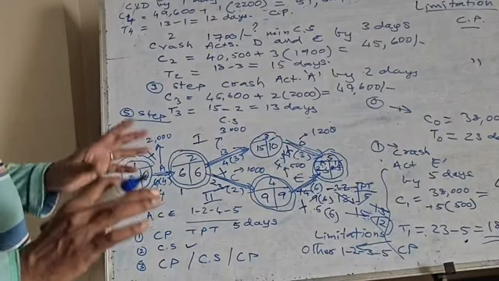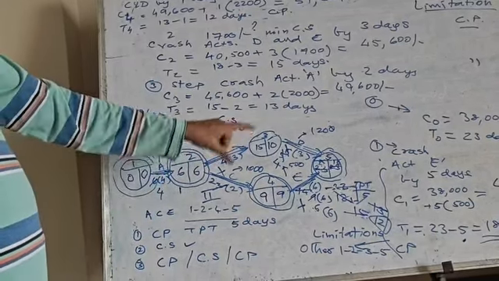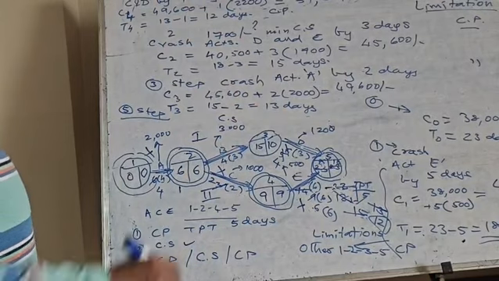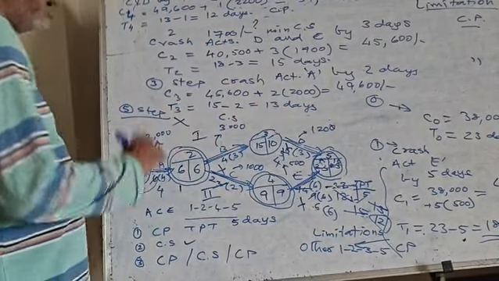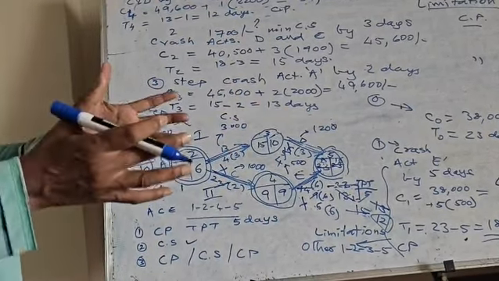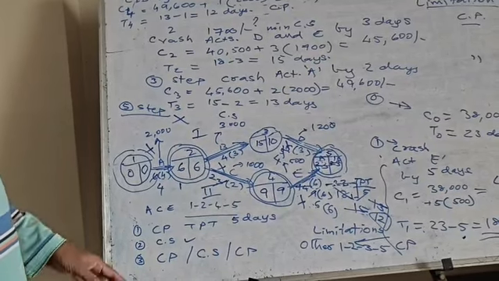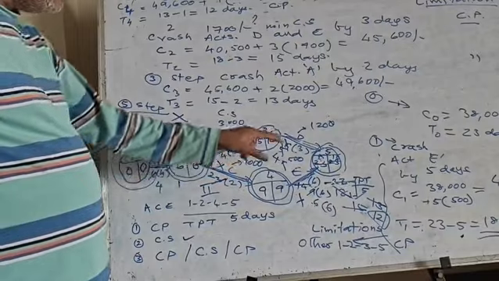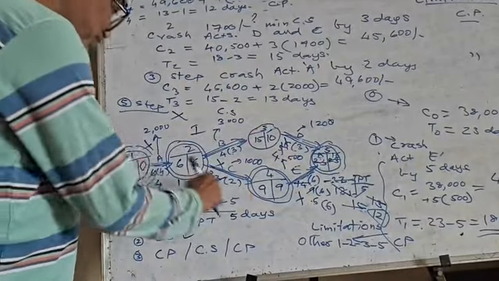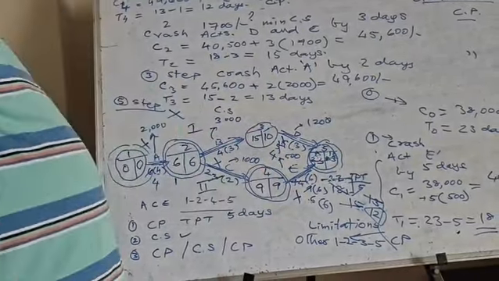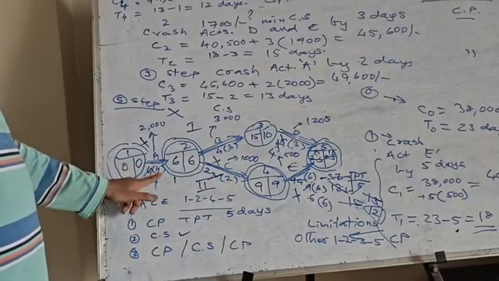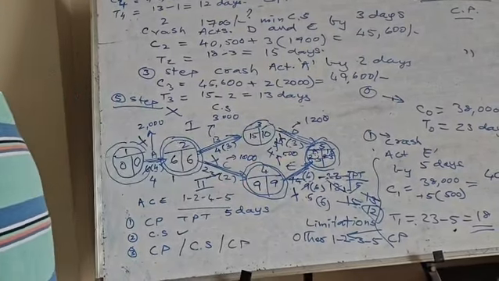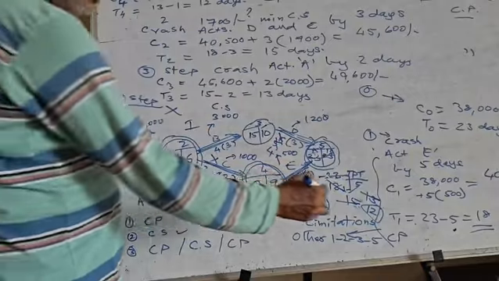So that is the reason why I said that the problem itself will give you the number of steps. Now no more crashing can be done. Finished. The network solution will be finished here. Why? Because you cannot reduce this by 1 day, because you don't have any other parallel activity to that. Because this is finished, this is finished, this is finished.